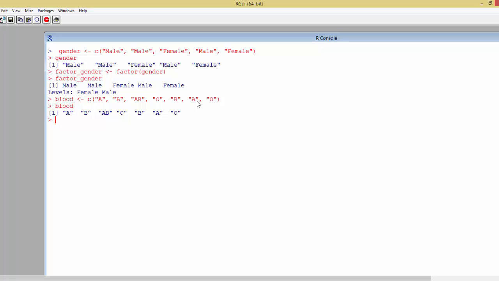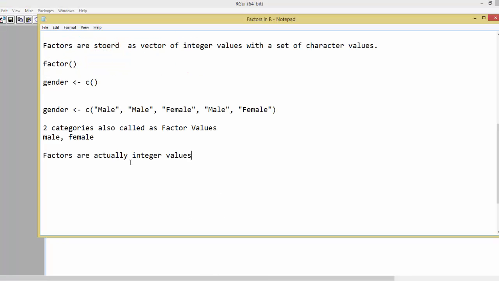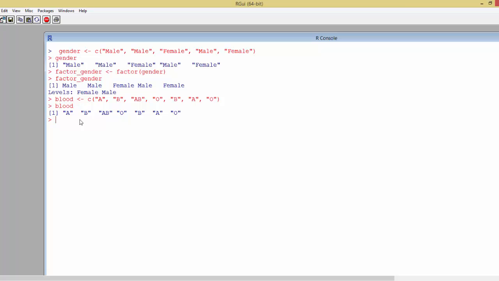Now in fact, you would be surprised to know that factors are actually integer values, and each integer corresponds to a category. If we look at the kind of string that we are actually using here, factor this vector called blood by running a factor function on blood. And if you type in factor underscore blood, you will get these values without the double quotes, and there are 4 levels as we discussed earlier. So R sorts the levels alphabetically.